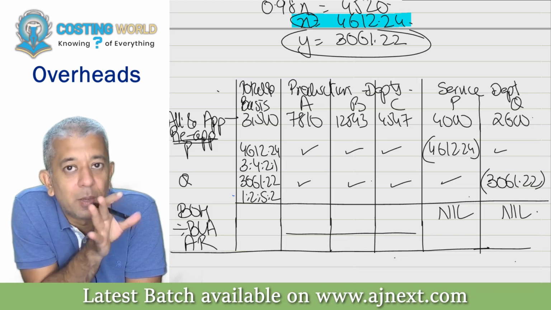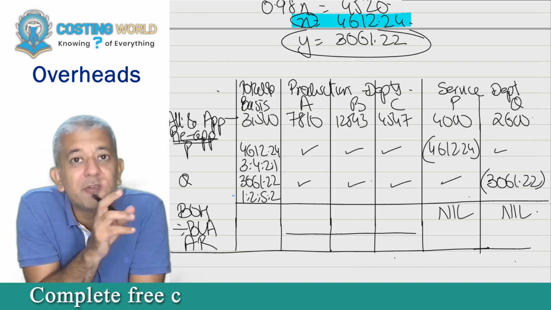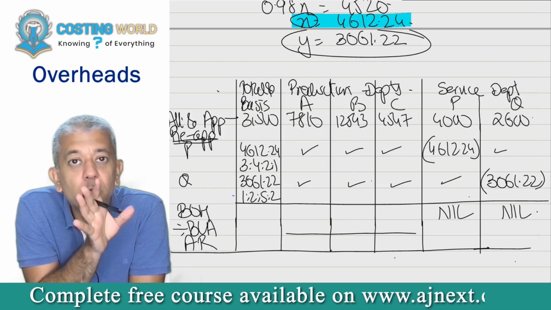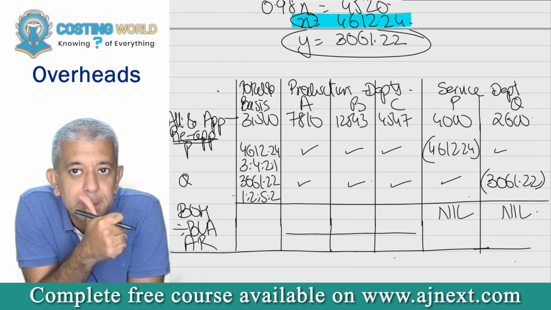It has to become nil. Somebody might say, sir, if it is not nil, then what to do? Then you have made your equations wrong. Try to rectify your equations and do it again. Is it all fine? Yes.